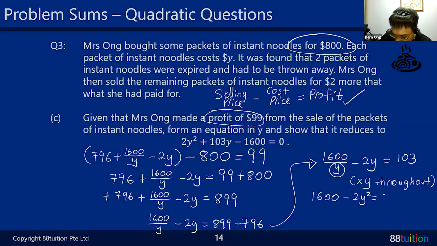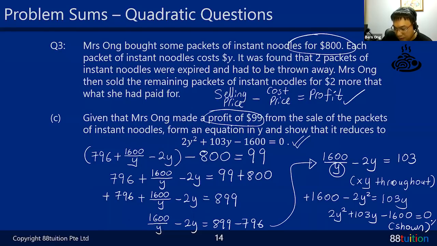Is it very close to what the question asked from you? You're supposed to form an equation, and you're supposed to reduce to this portion here: 2y squared plus 103y minus 1600. Can you see that all the numbers are there already? Minus 2y squared, I bring across my equal sign, will give me 2y squared. 103y is already positive. 1600 I bring across is minus 1600. Can you see or not? It's exactly what the question wants me to show. So I just present shown, and that is my answer.